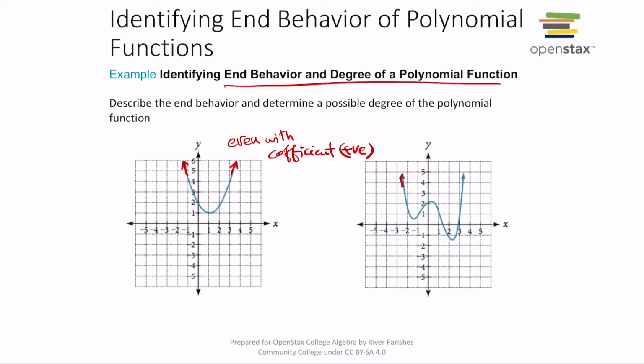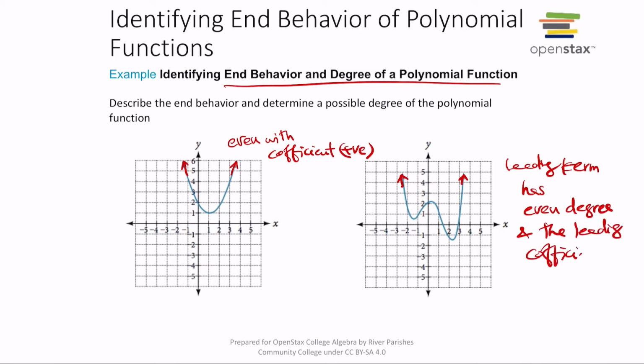Here also, notice that both are facing upward. So this is a polynomial where the leading term has an even power, even degree, and the leading coefficient is positive. So the same thing here, but we apply it in a different manner. Now notice that we are not looking at the number of bends in the curve, we are only talking about the ends of the curve.